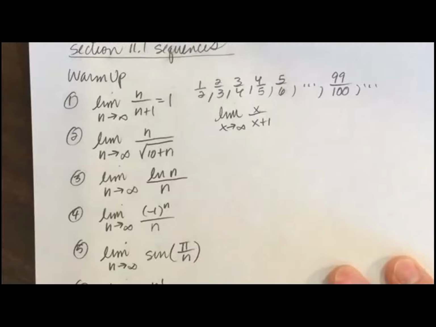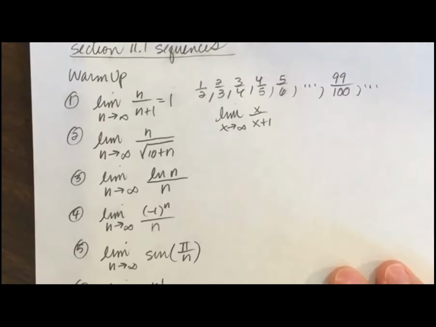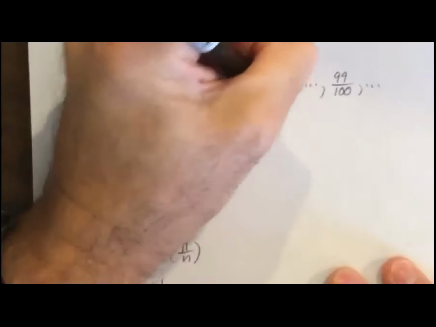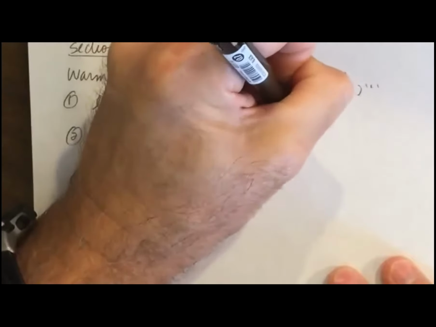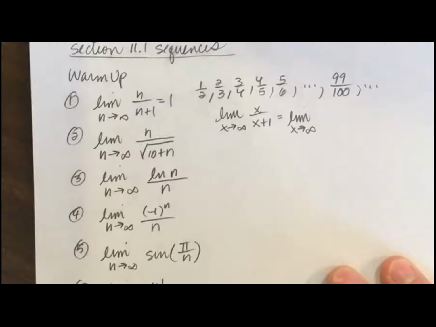You said, I don't know, maybe we'd use a trick. Do you remember the trick? Infinite limit, there's one big trick. I'll let you guys wake up. Divide by the highest power of the variable in the denominator.